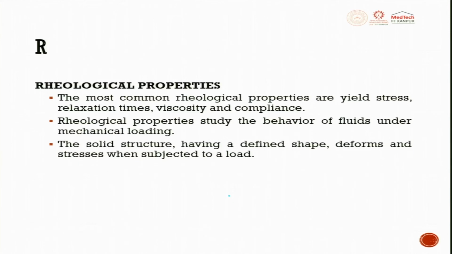Rheological properties are very important as far as polymer is concerned. Yes, metal rheology properties are also important. So, the rheological properties such as yield stress, relaxation time, viscosity, compliance, all these things are very important rheological properties, but this is effectively used for polymers. Metal also undergoes this change.